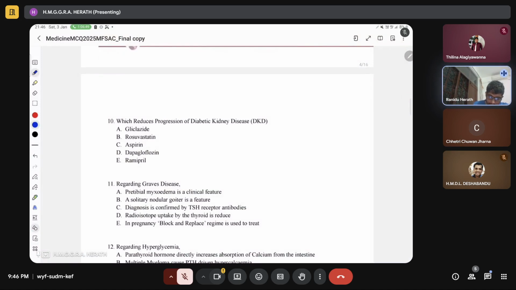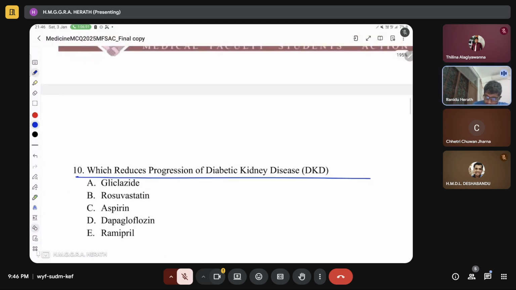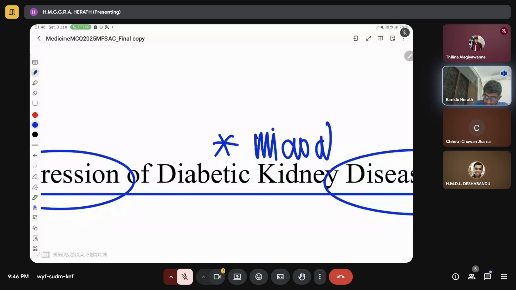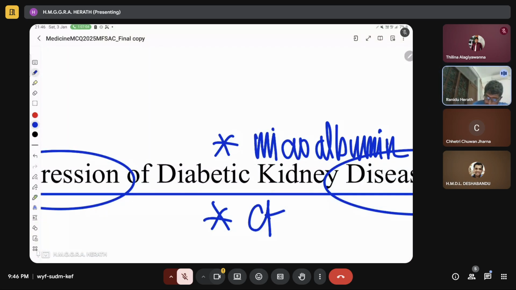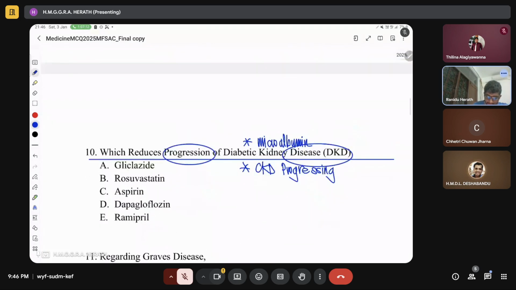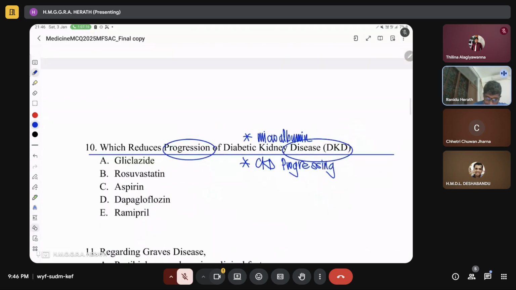Which drugs reduce progression of diabetic kidney disease? I have told you guys this multiple times. I have told you about microalbuminuria, drugs which reduce microalbuminuria. I have told you about CKD progression reducing drugs also multiple times in previous MCQs. If you guys don't get this, I will be really angry. What drugs reduce progression of diabetic kidney disease?